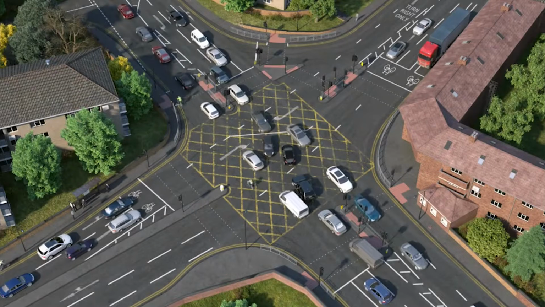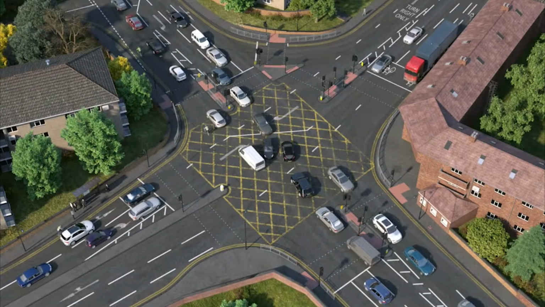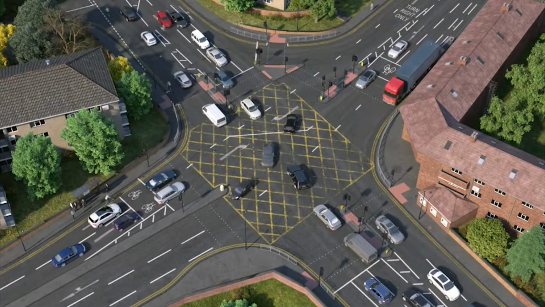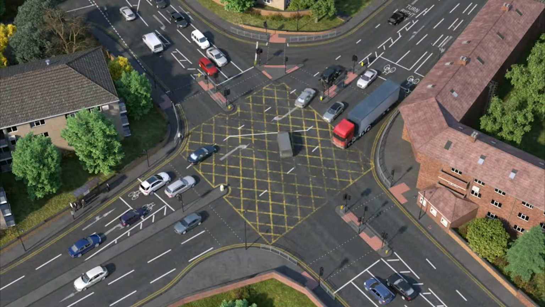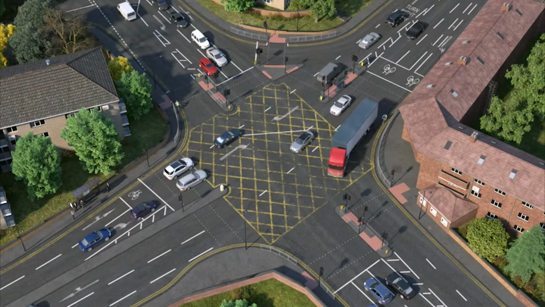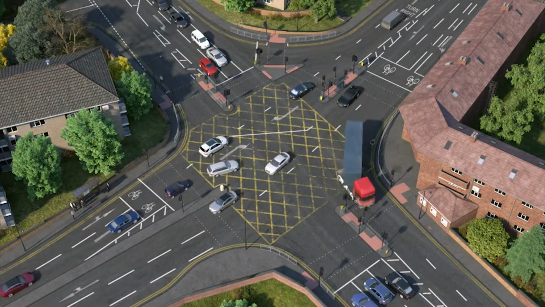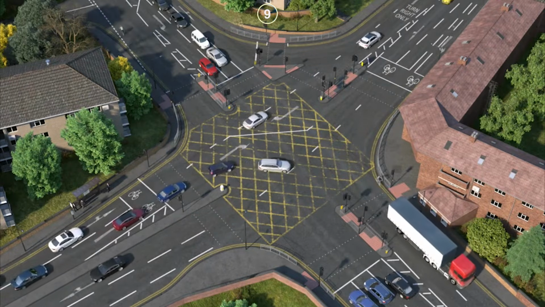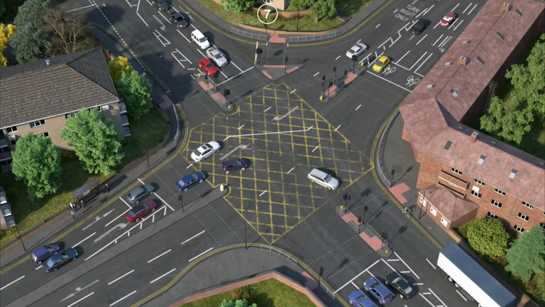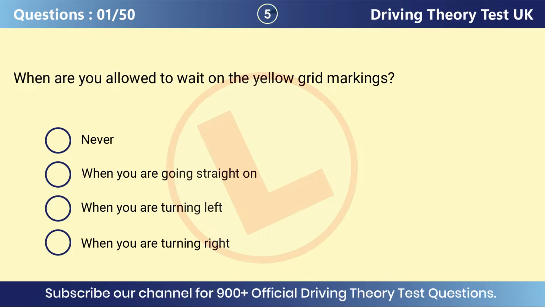Question 1. When are you allowed to wait on the yellow grid markings? A. Never. B. When you are going straight on. C. When you are turning left. D. When you are turning right. The answer is D. When you are turning right.